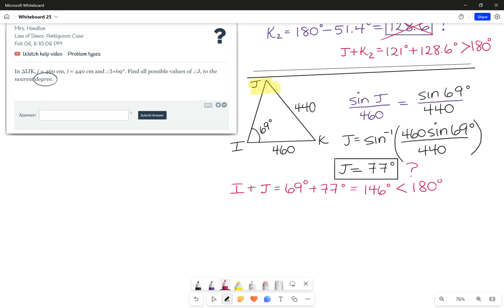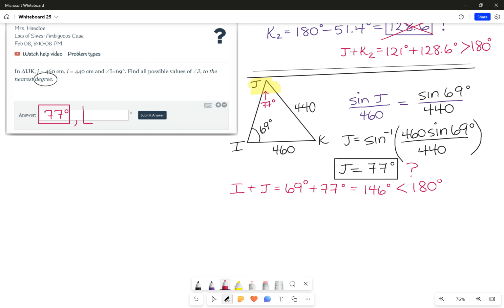Because 69 is never going to change. So I'm going to put 77 degrees up here. This angle of 77 degrees can work, because 77 plus 69 is less than 180. So I'm going to put 77 degrees here, and I'm going to box it in because it does work.